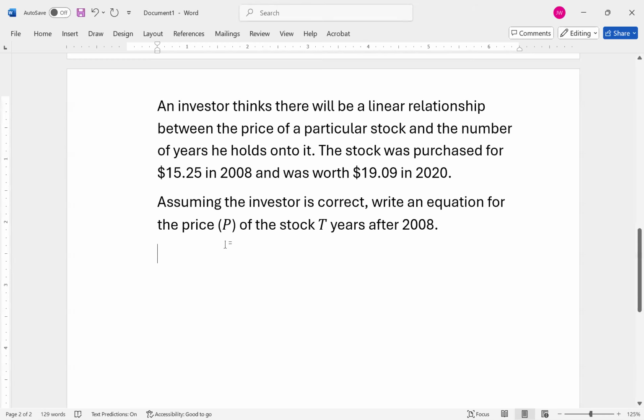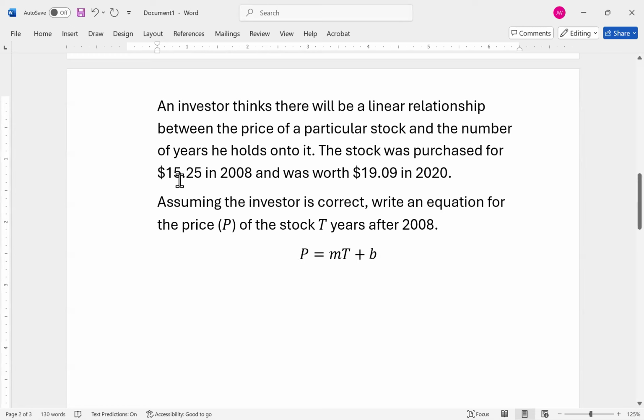So here's what we're going to do. We're going to set up a linear equation, and I'm going to put the price of the stock as P. That's going to act as the Y value. And then I'm going to have a slope times the variable T, where T is the number of years after 2008, plus B. So it's like Y equals MX plus B. P equals M times T plus B.